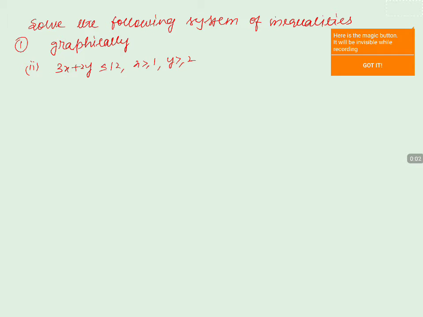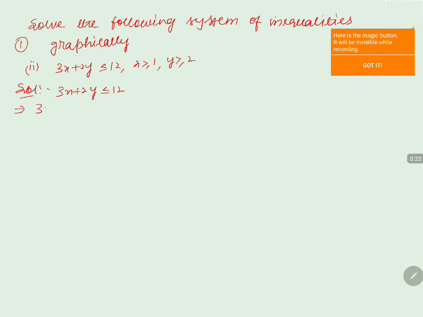Solve the following system of inequalities graphically. Under that, the given inequations are 3x plus 2y less than or equal to 12, x greater than or equal to 1, y greater than or equal to 2. So we'll write it as 3x plus 2y less than or equal to 12.